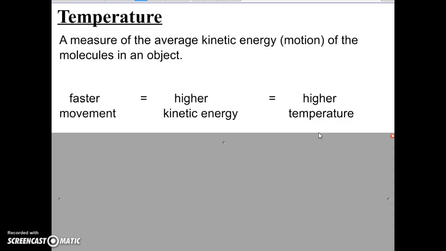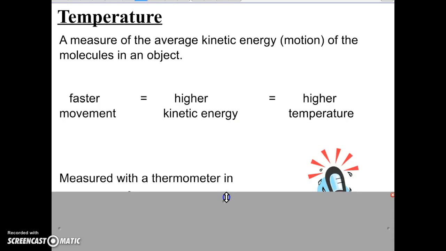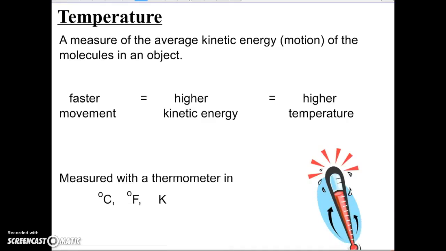We know that any object that's above absolute zero has molecules that are vibrating or moving. So everything above absolute zero has a temperature above zero. And you all know that we use a thermometer to measure temperature. And there are three scales that we can measure temperature in. We can use degrees Celsius, degrees Fahrenheit, or Kelvin. Notice that Kelvin does not use a degree symbol. It's just a capital K.